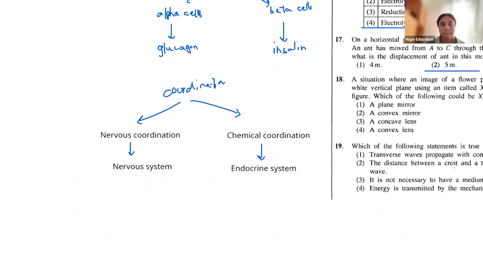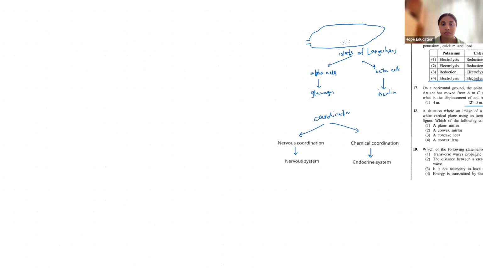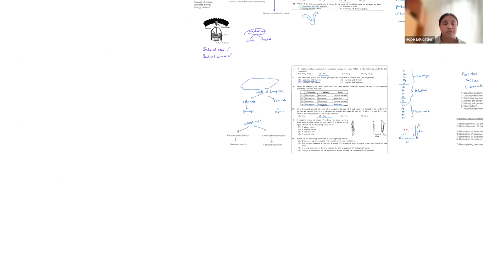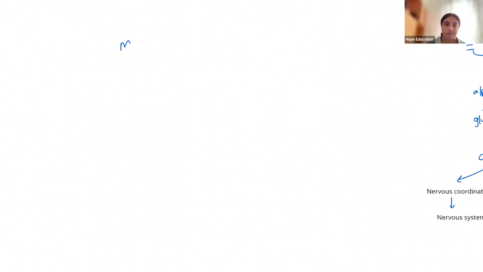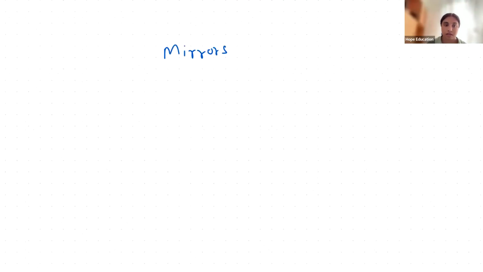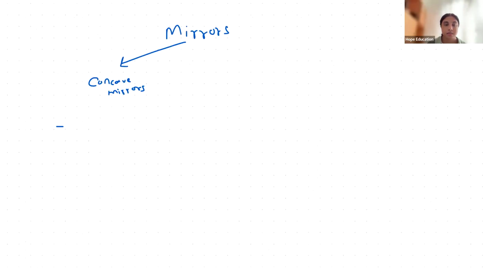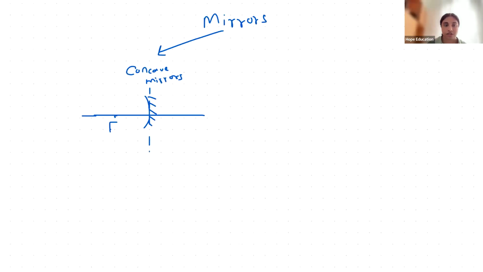What did we learn here? We talked about mirrors. In mirrors, there are concave mirrors. Concave mirrors look like this. If this is a principal axis and this is the mirror, in front of the mirror you can find the focal point and the center of curvature. Then we learned about convex mirrors.